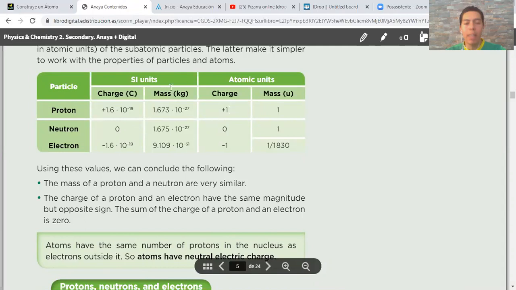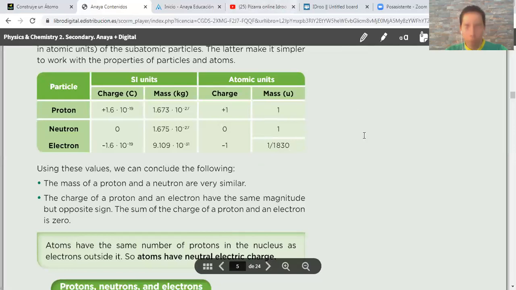In the case of mass, you see the mass of a proton is similar to the mass of a neutron. And in order to calculate the atomic mass of an element, we're going to take into account just the mass of protons plus the mass of neutrons. Why don't we take into account the electron? Because when you make this division, try to do it on your calculator right now, you're going to see that this number is very small. So it's really close to 0. That's why scientists consider the mass of an electron as almost null.